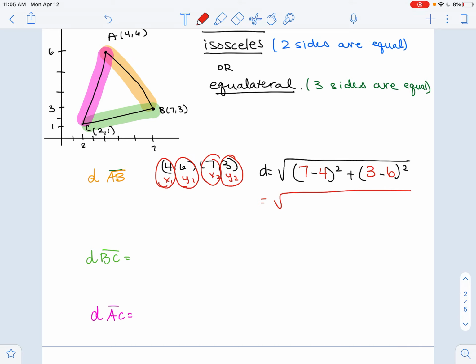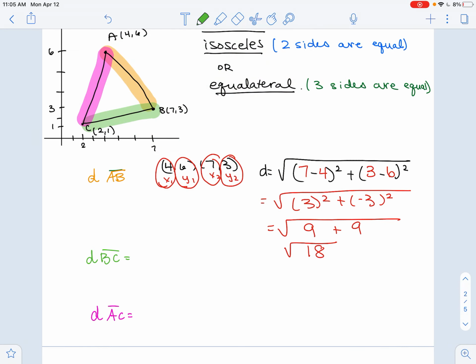And we end up with 3 squared plus -3 squared to simplify that. 3 squared is 9, -3 squared is a +9 also. So we get this as the root of 18. Now that can simplify, but I'm just going to leave it the way it is just because the whole purpose of this is that we're just comparing. So I'm just not going to worry about simplifying it right now. Let's do the next one.